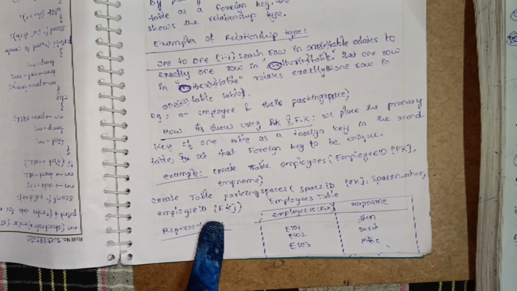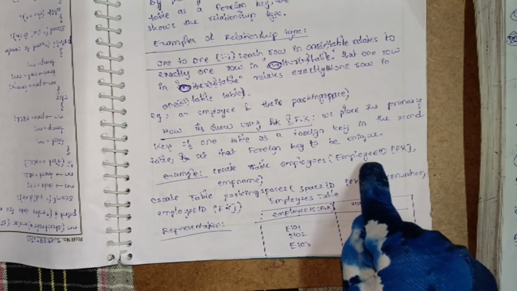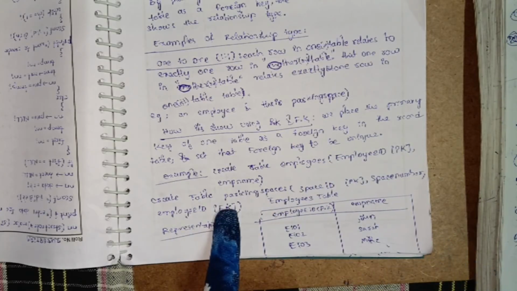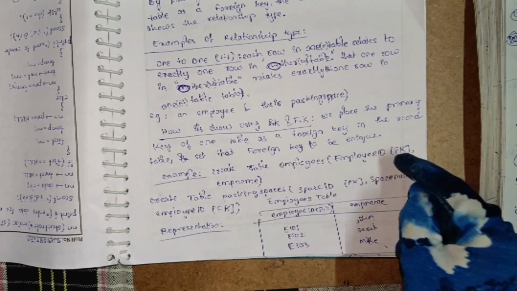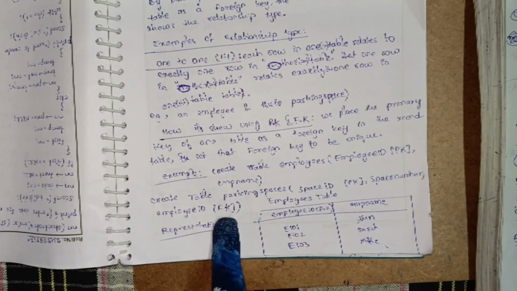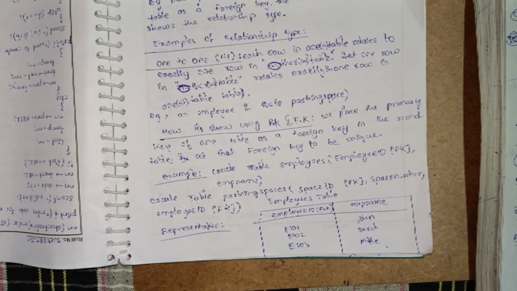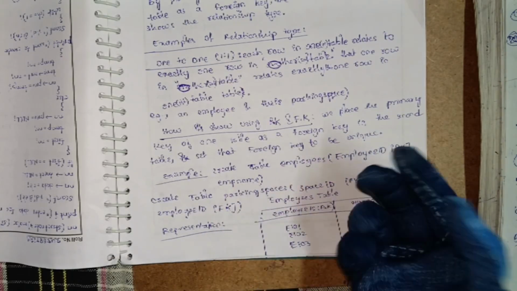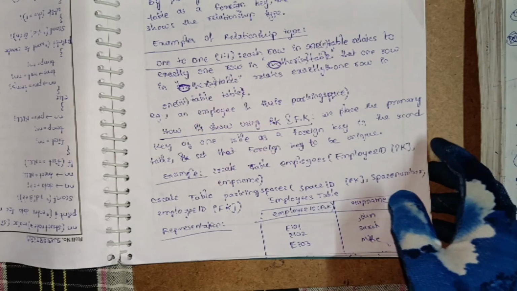So here the employee id is in the first table, and the employee id is also in the second table. Here it represents the primary key, and here it represents the foreign key. So those two column values will be the same for both tables.